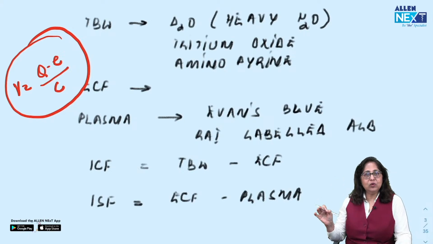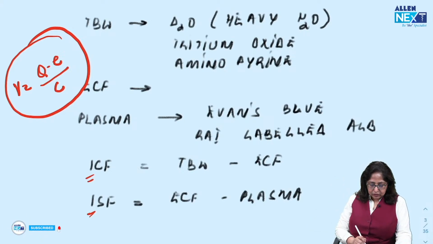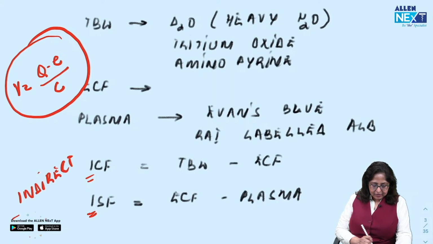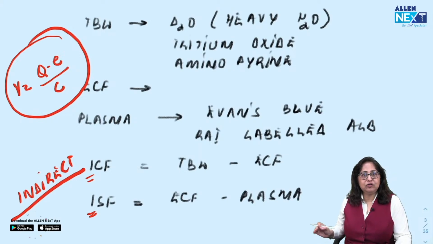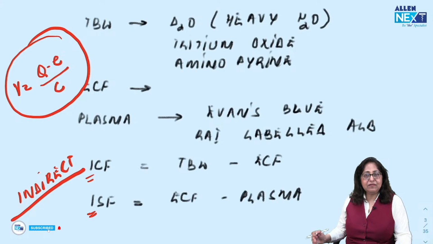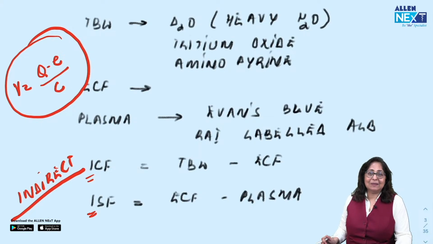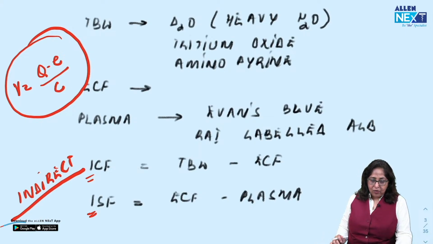Remember, intracellular fluid and interstitial fluid start with an I. These are both indirect measurements, right? Indirect. ICF, total body water minus ECF, and ISF, ECF minus plasma. All right, so this is as far as your different substances are concerned.